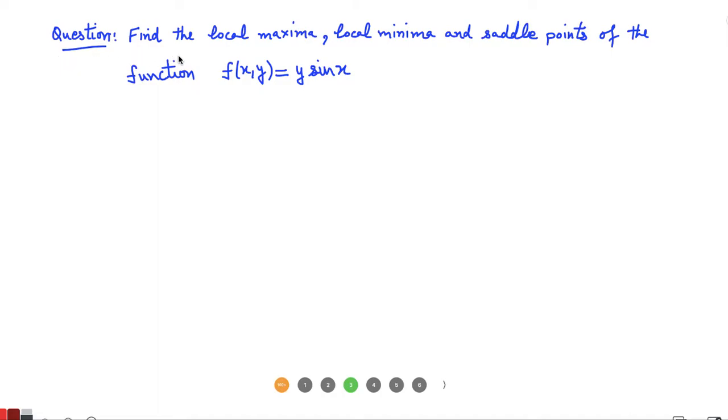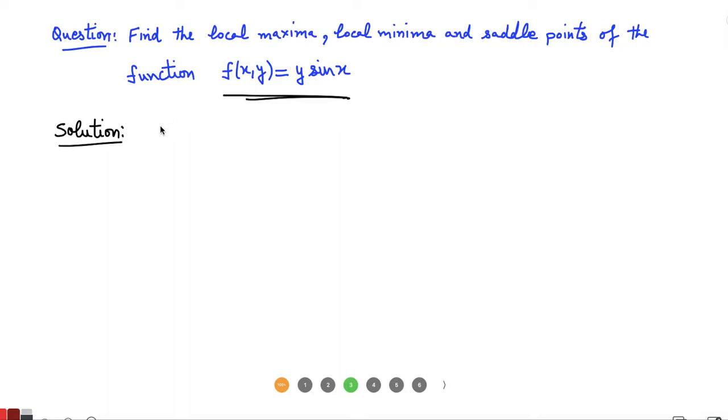Today we are going to find or locate the points of local maxima, minima or saddle points for this function f(x, y) = y sin x. The function is defined for all x and y. So the domain is the complete xy plane and there are no boundary points here.